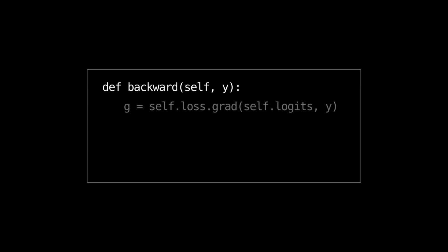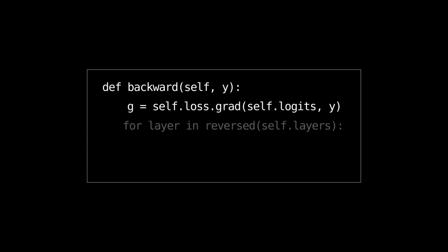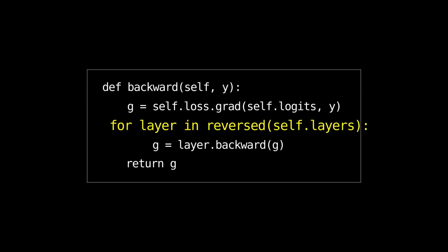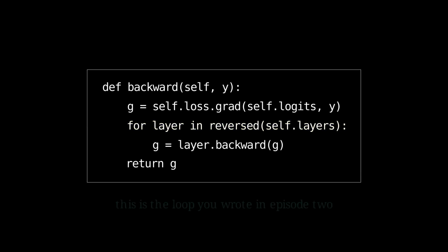But surely a deeper network needs a new backward pass, more layers, more calculus. That is the natural fear, and the answer is no. Not one line changes. Here is the backward method, the same one from episode 2. It asks the loss for the gradient at the output. Then it walks the layers in reverse and hands each layer that running gradient. Every layer knows how to turn the gradient at its output into the gradient at its input, and to stash its own parameter gradients along the way. A 3-layer network just means the loop runs 3 times instead of 1.